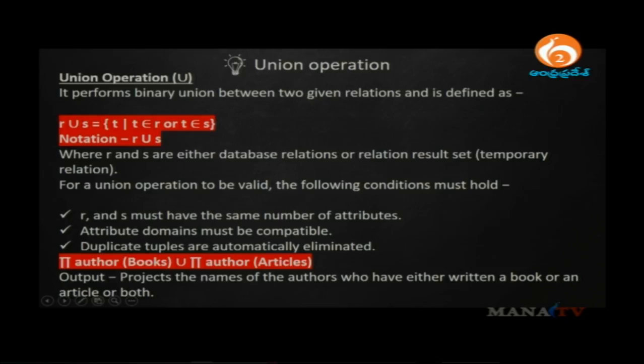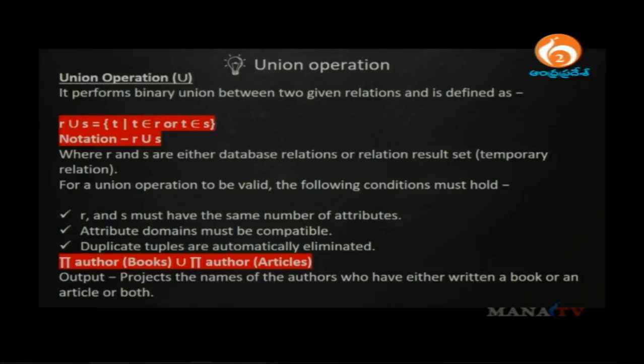Yes, please look at the screen once again. R and S must have the same number of attributes. The attribute domains must be compatible. Duplicate tuples are automatically deleted or eliminated. You can see the output of this particular query is the author of the books table and the author of the articles table.